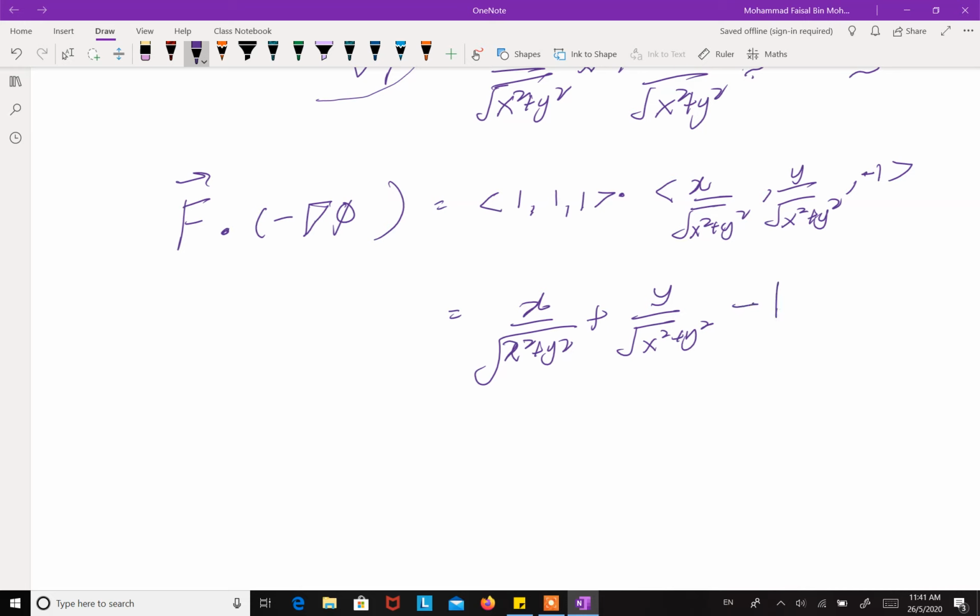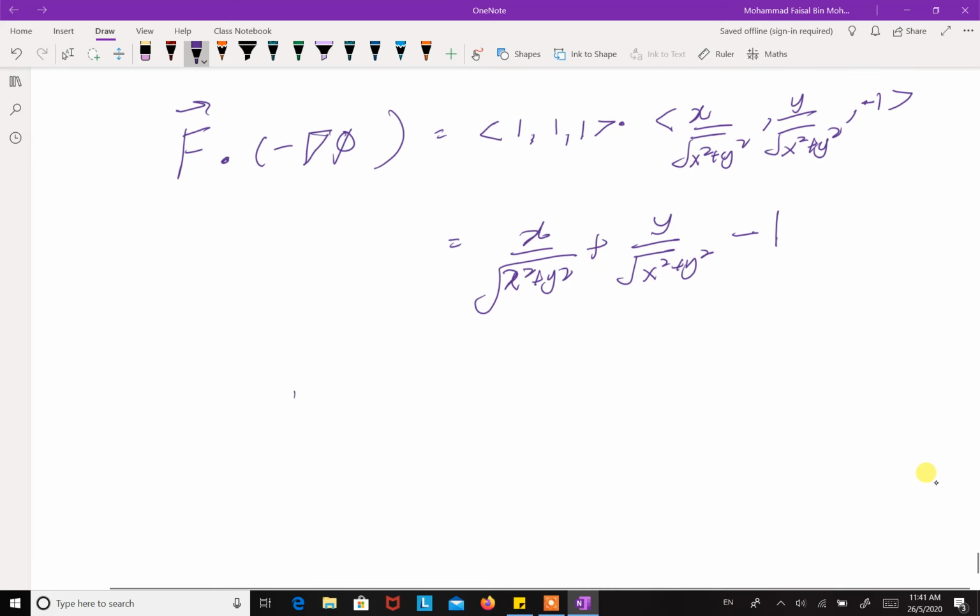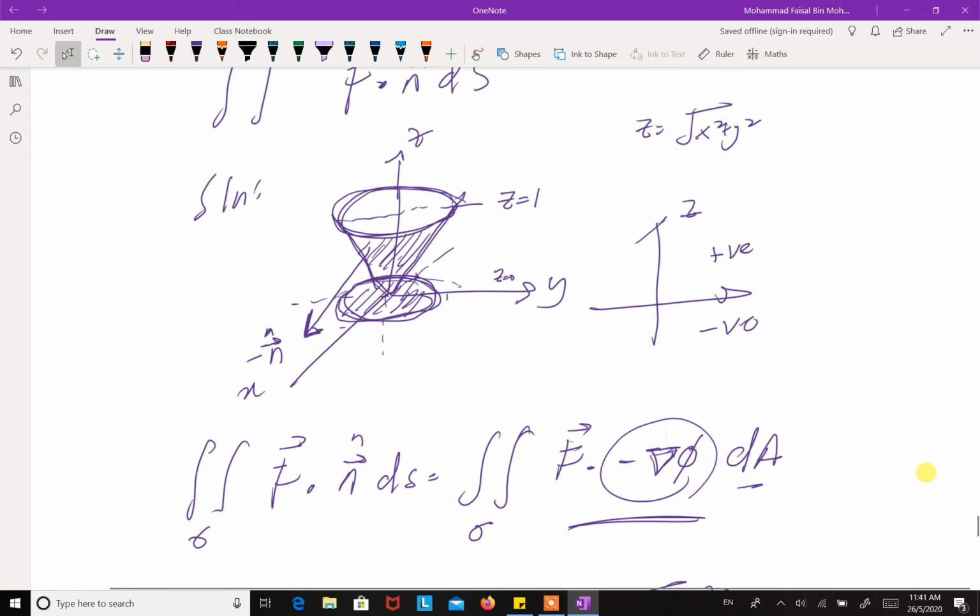So next we have to find the limits. So we know that our dA is on xy. I just put xy to denote the xy plane, not differential equations. So this is dr d theta. Why? Because the region is a circle.